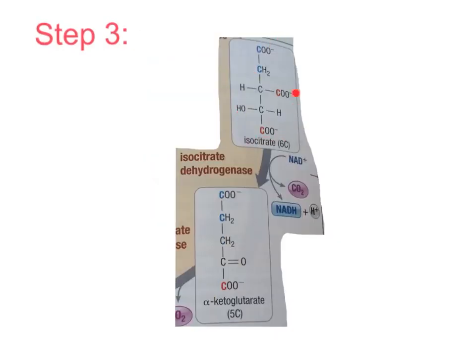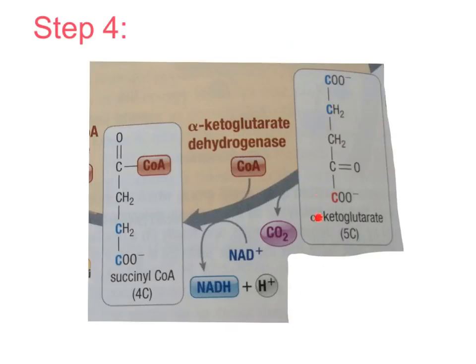Isocitrate is converted into alpha-ketoglutarate through a redox reaction. It does this by losing a CO2 molecule and 2 hydrogen atoms that reduce NAD+ to NADH. This reaction is catalyzed by the enzyme isocitrate dehydrogenase. Alpha-ketoglutarate is converted to succinyl-CoA by binding with CoA. In the process, a CO2 is removed as waste and 2 hydrogen atoms reduce NAD+ to NADH. This reaction is catalyzed by the enzyme alpha-ketoglutarate dehydrogenase.